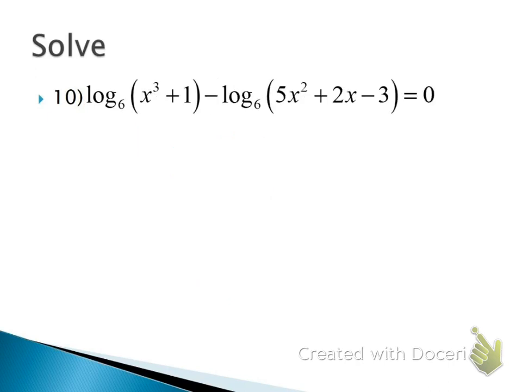All right. Let's do a hard one. Harder. But you guys are smart, so harder. Combine those logs on the left, so that's going to become log base 6 of x cubed plus 1, divided by 5x squared plus 2x minus 3. And that still equals 0.